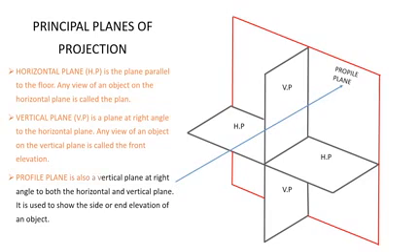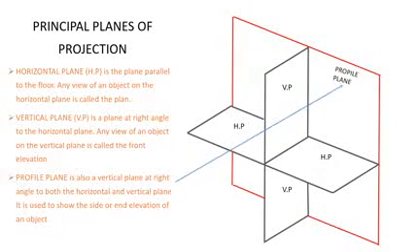Next is the profile plane. The profile plane is also a vertical plane at right angle to both the horizontal and the vertical plane. It is used to show the side or end elevation of an object. Now, each of these planes is very important in orthographic projection, because we are going to unfold them to reveal the true features of any object in orthographic projection.